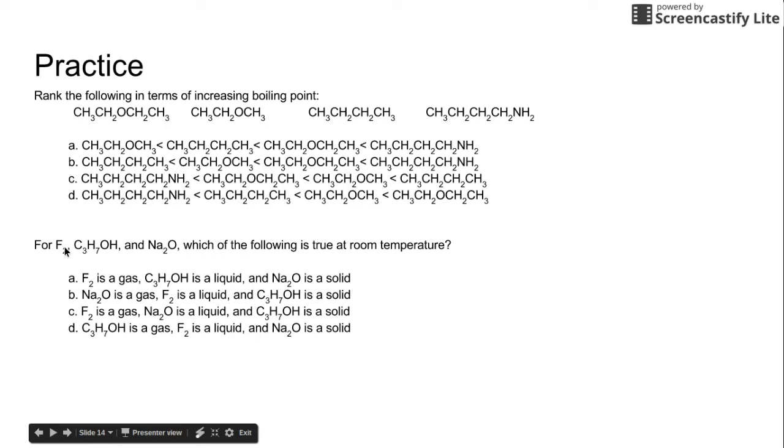And F2, it's a small molecule. It only has limited dispersion forces, which aren't going to be very strong because this molecule is so small. So the heat in the room is enough to break those intermolecular forces. And we would expect this one to be our gas. So the correct answer for this one is A.